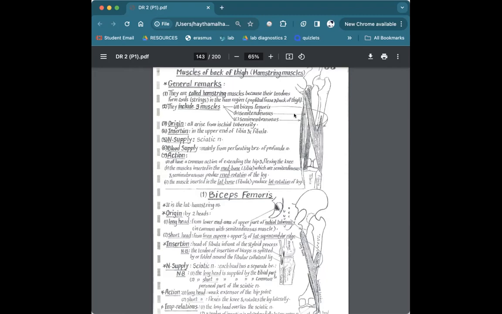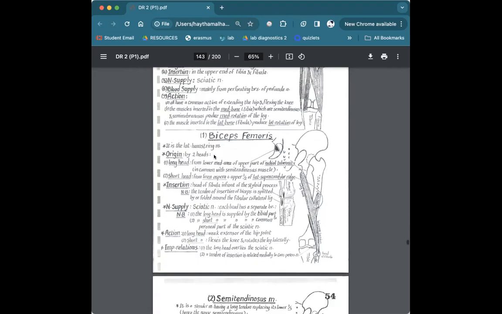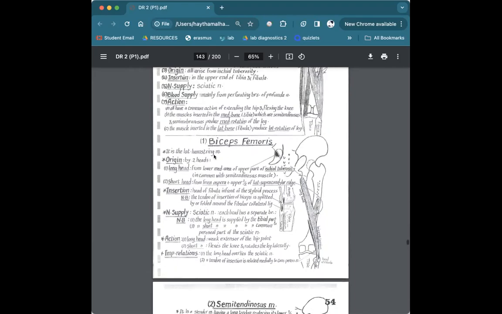Origin: all arise from the ischial tuberosity. Insertion: in the upper end of the tibia and fibula. Remember, the biceps femoris on the fibula, and the semitendinosus and semimembranosus on the tibia. Nerve supply, sciatic nerve. Then you have the blood supply and the actions, what they do. Then they dive deeply into each one.